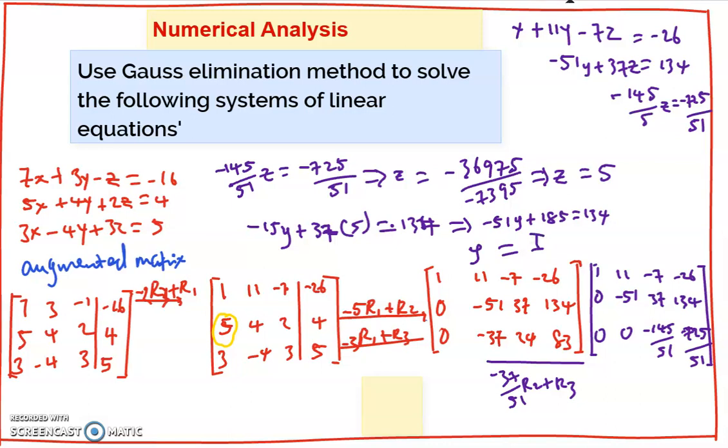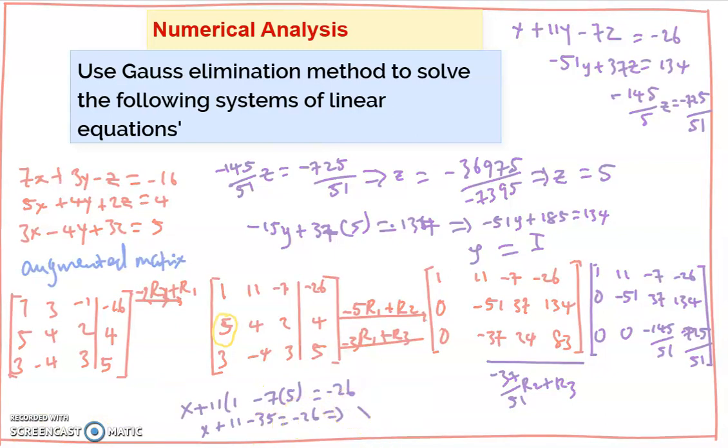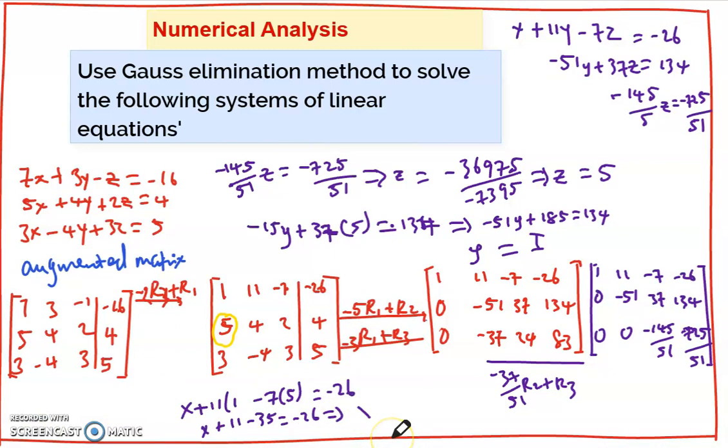Now we do the same in the first equation. Substitute 1 for y. This implies that the value for x is negative 2. So in this question, we've got the value for x.